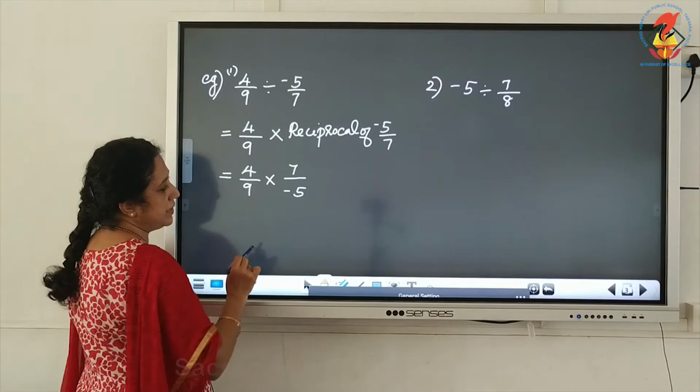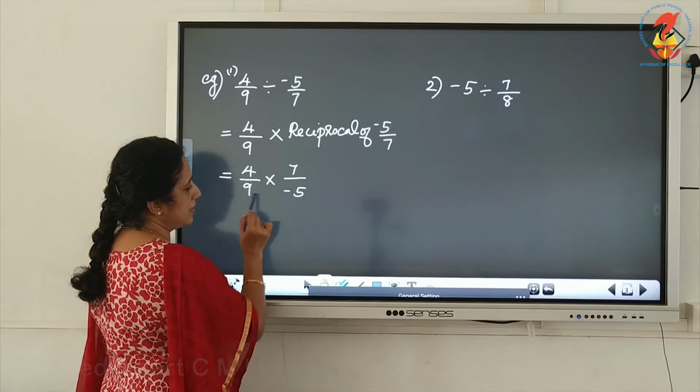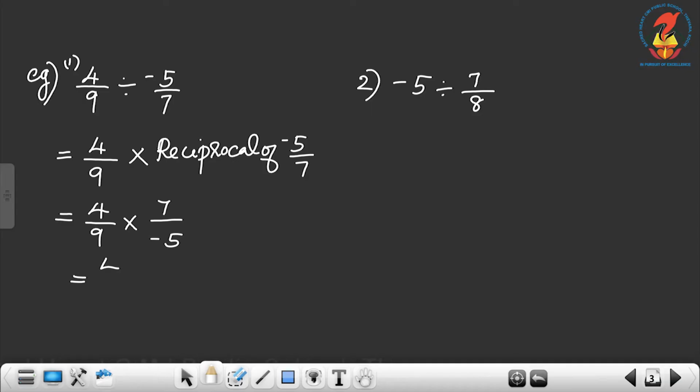Now, how to multiply two rational numbers? Multiply the numerators and multiply the denominators. So, 4 into 7 by 9 into negative 5 equals, 4 sevens are 28.